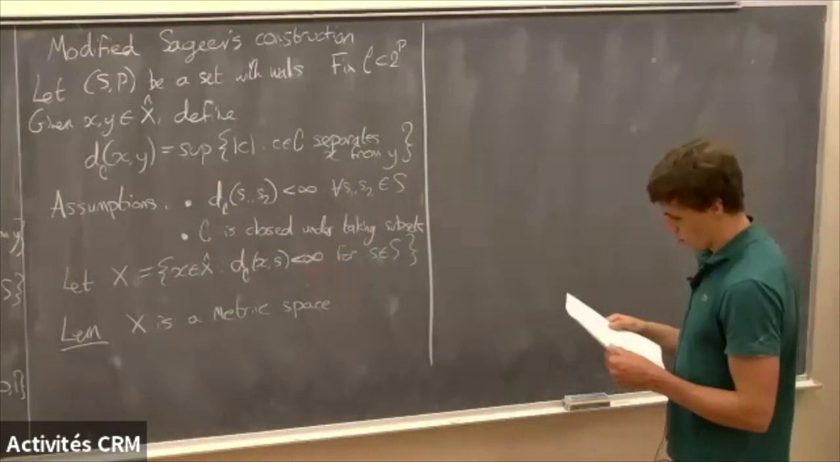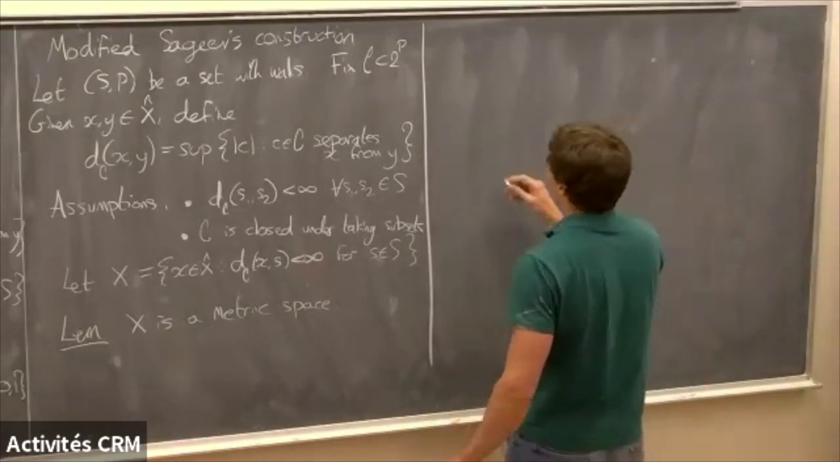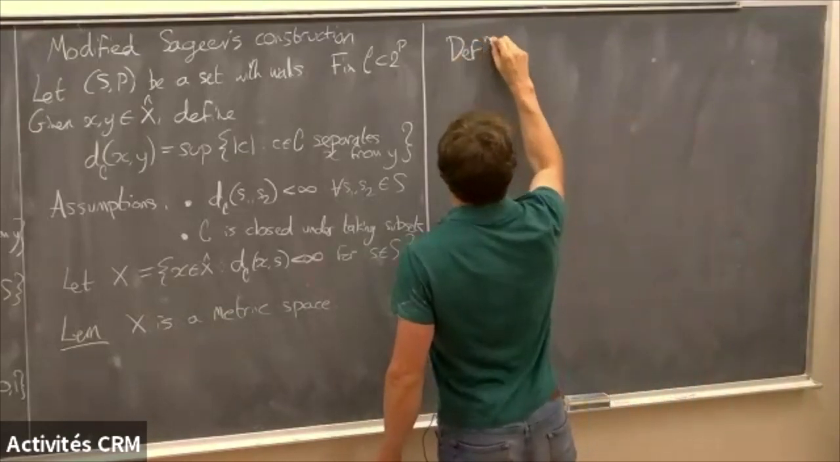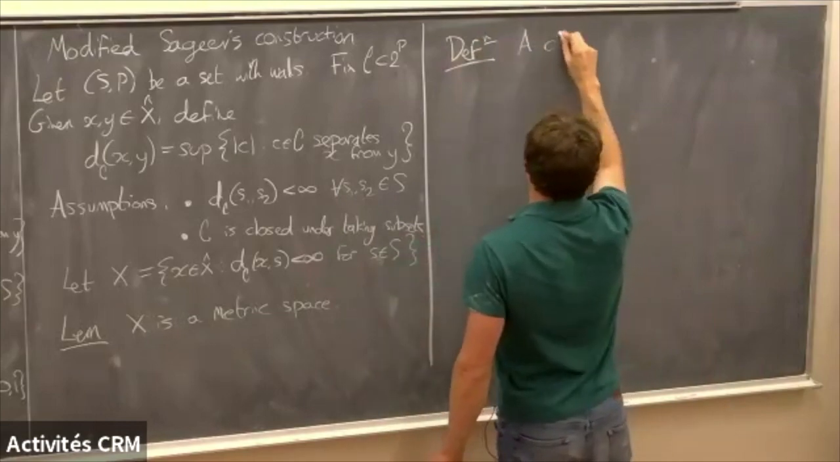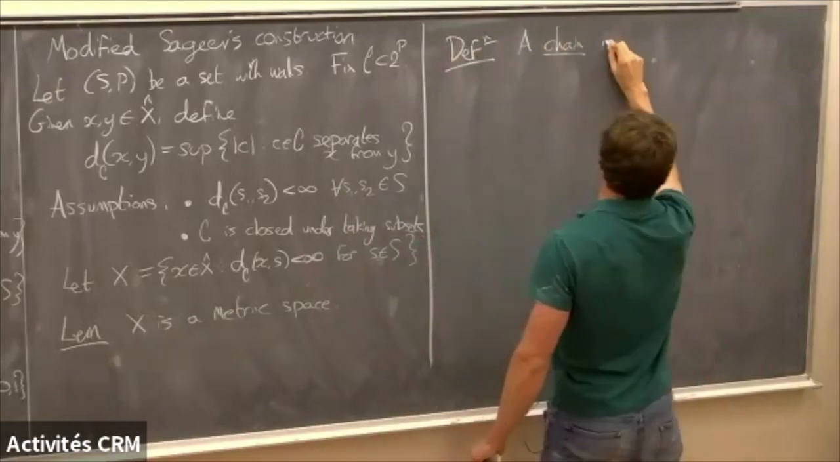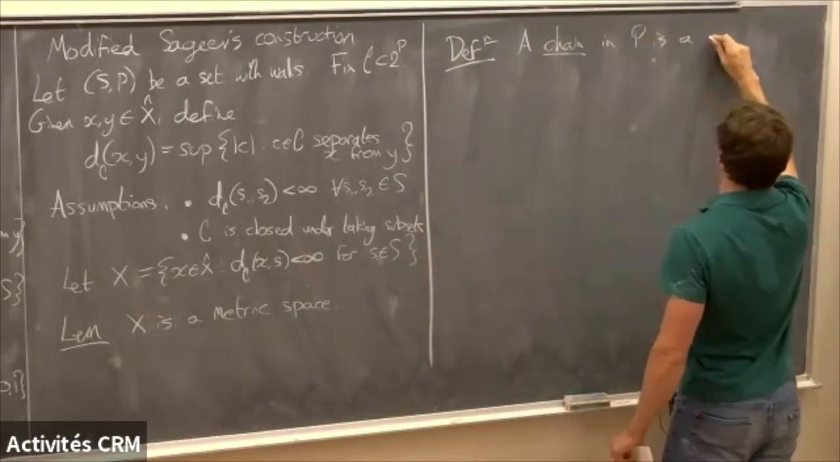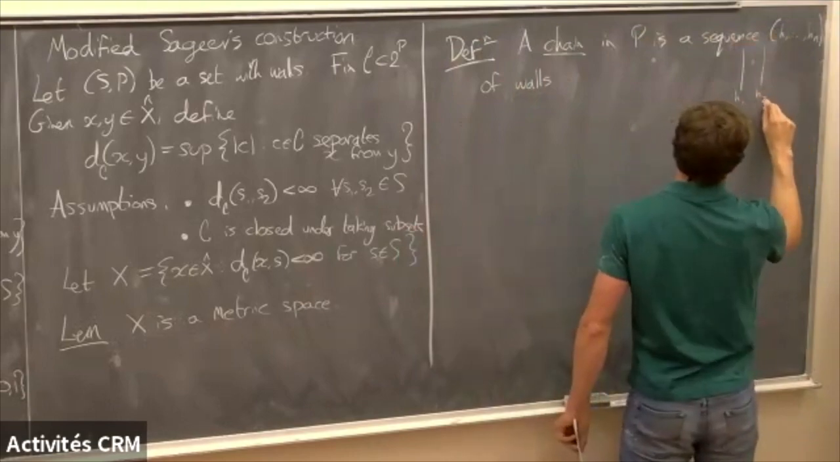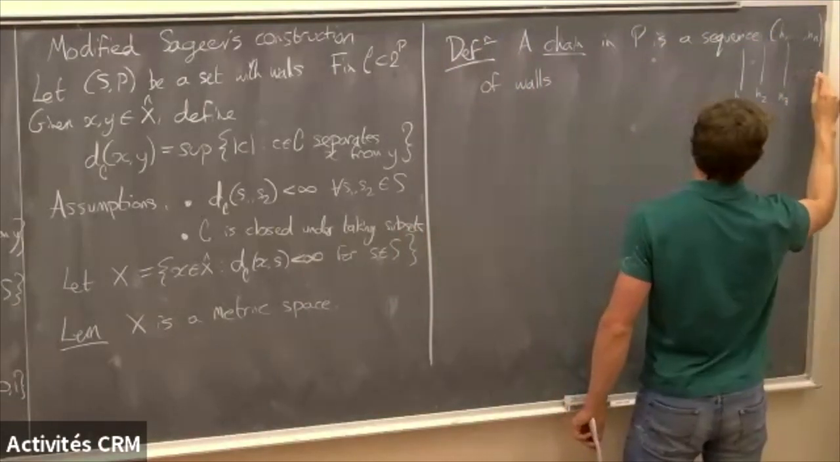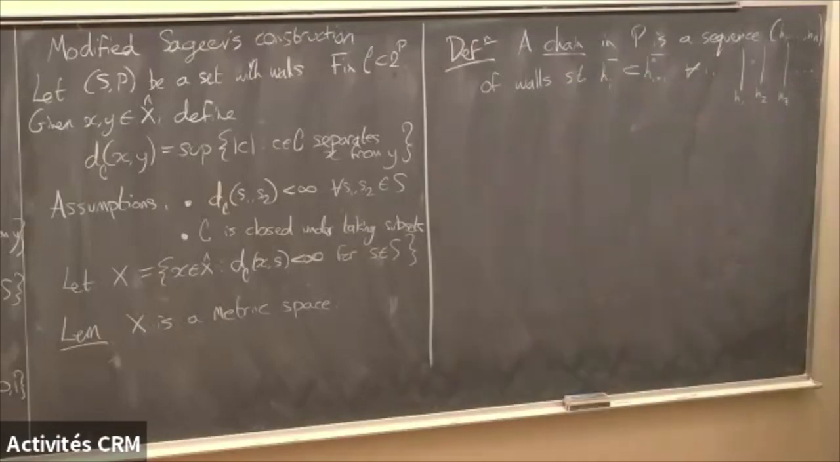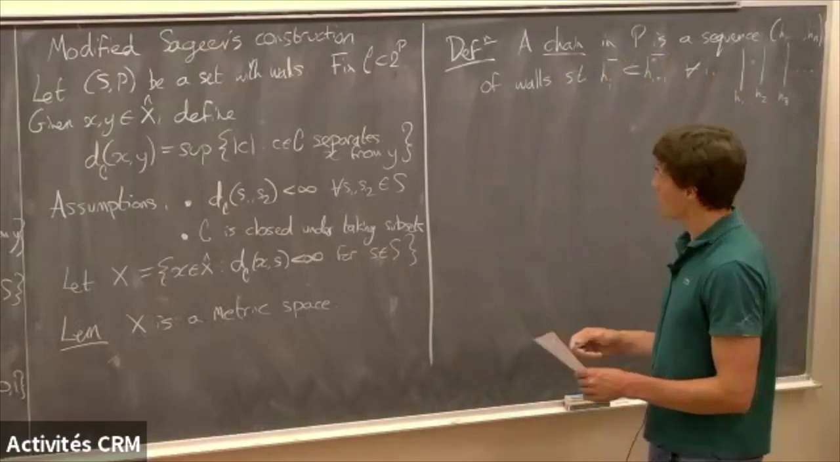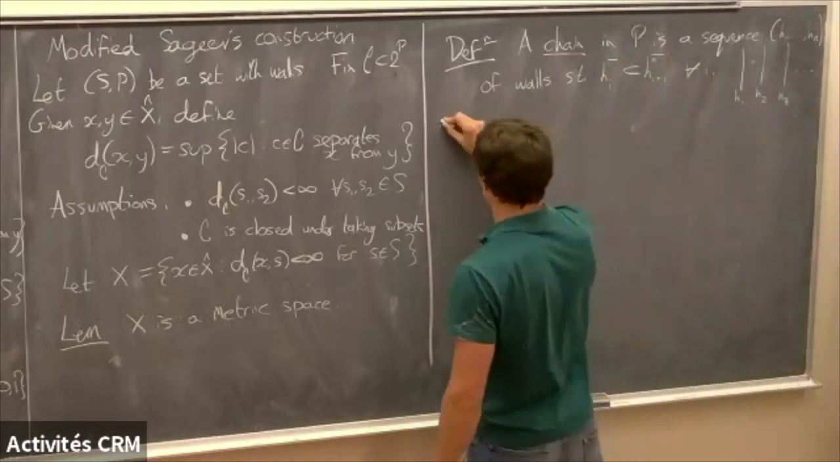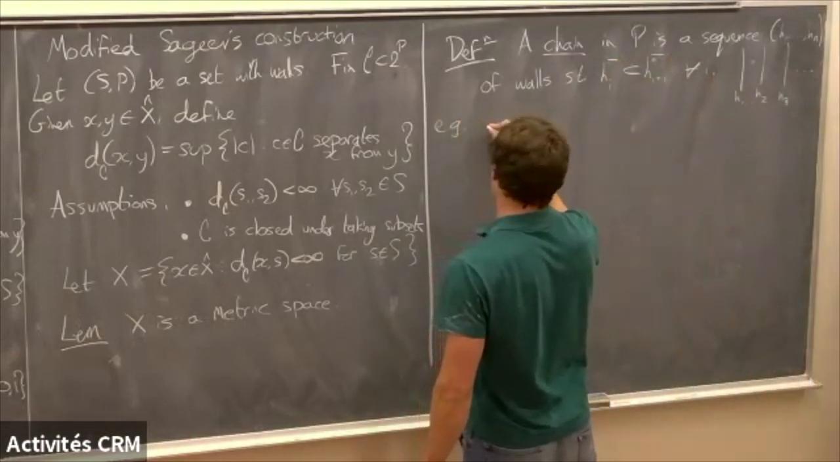Okay, for example number 1, I want to make a definition first. Definition: a chain in P is a sequence of walls that look like this. Here's H1, and then here's H2. So each one is separating the previous one from the last one. So it's a chain in the poset, if you like thinking about it that way.